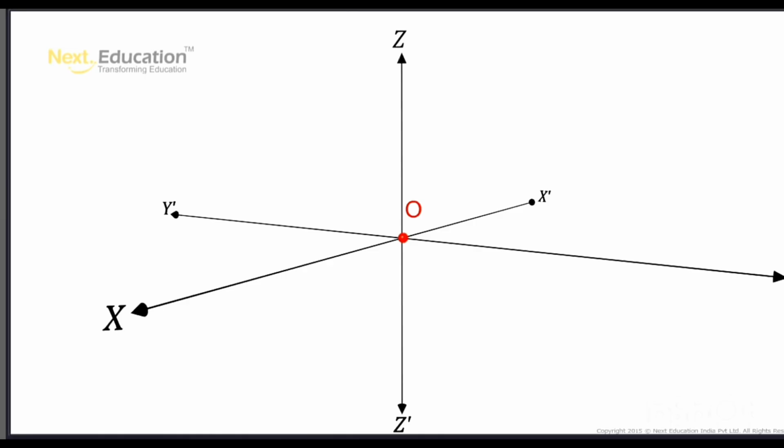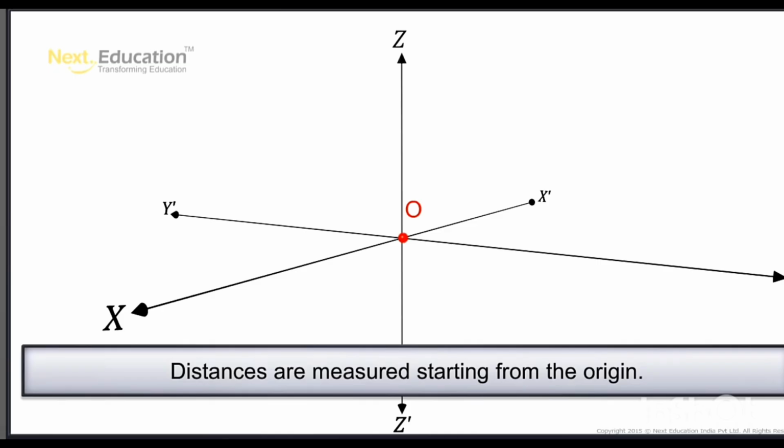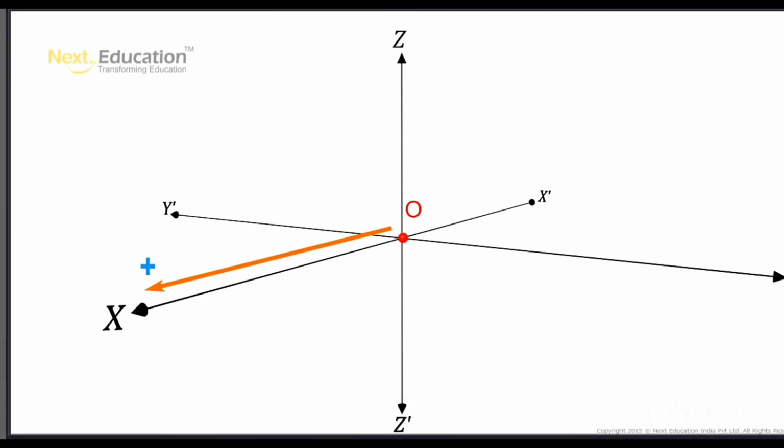By convention, we consider the XY plane as the horizontal plane. Distances are measured starting from the origin. Distances measured in one direction are taken as positive and in the opposite side as negative. For example, the distance measured from the origin along the x-axis along the direction shown is taken as positive. The distance measured from the origin in the opposite side is considered negative. To indicate this, we assign the symbol x dash. A similar convention is followed for calculating the distances along the y and z axes.